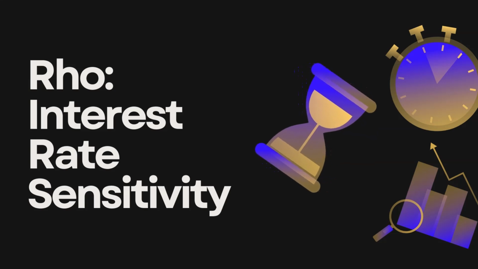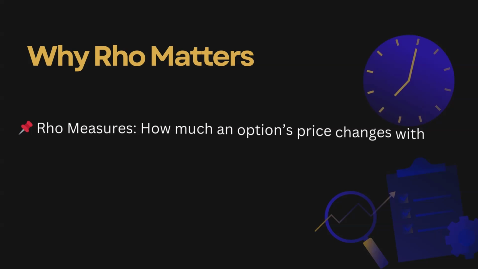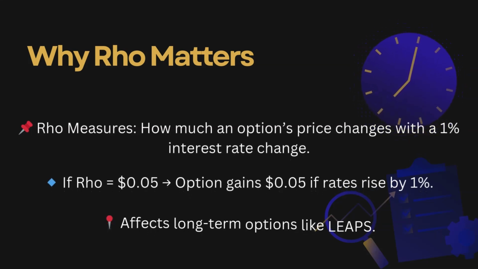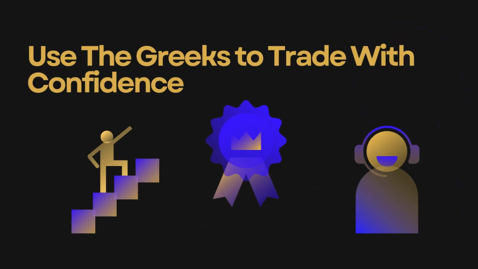Rho, interest rate sensitivity. Rho measures how an option's price changes with a 1% change in interest rates. For example, an option with Rho of 5 cents will increase by 5 cents if interest rates rise by 1%. Rho primarily affects long-term options like LEAPS and is less important for short-term traders.